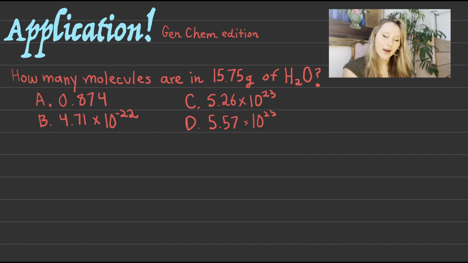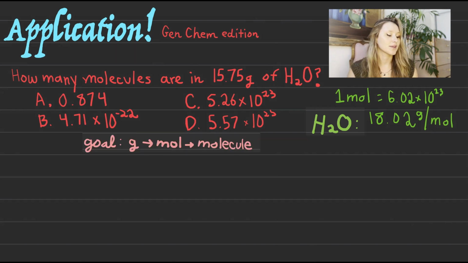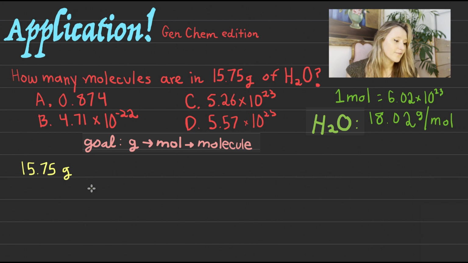Let's do the second problem. How many molecules are in 15.75 grams of H2O? All right, my friends, we have a little bit more to do here. I wrote out the molar mass of H2O here. We're always going to make a game plan before we start. We have grams, we're trying to find molecules. And by thinking so hard and deep about this, we can do grams to moles to molecules. That makes sense.